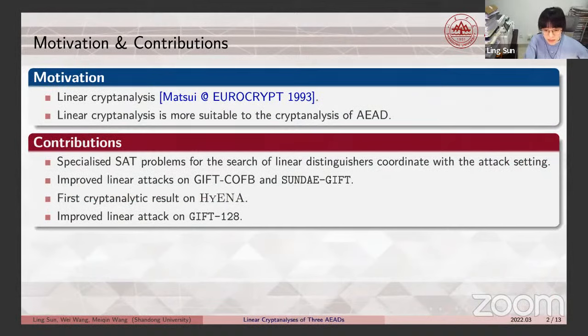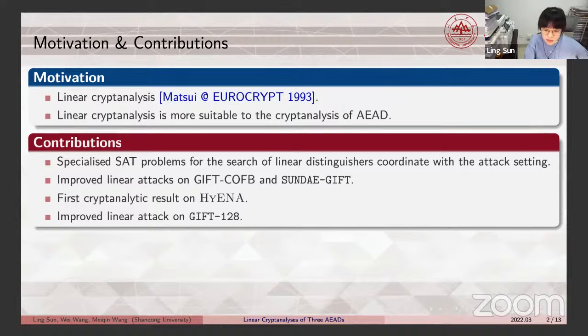Linear cryptanalysis is one of the most fundamental methods to evaluate the security of symmetric key primitives. Compared to differential cryptanalysis, we found that the linear method is more suitable to the analysis of AEAD since it works under the known-plaintext attack setting, and we will see some AEAD works in nonce-respecting scenario, so we think the linear method is more suitable. This paper aims to evaluate the security of some AEAD with the linear method.